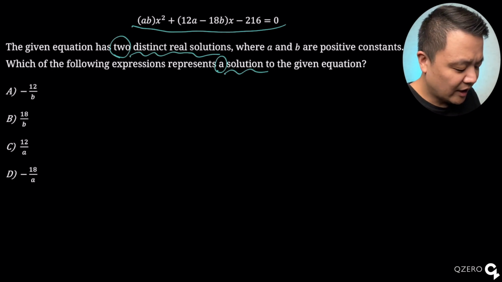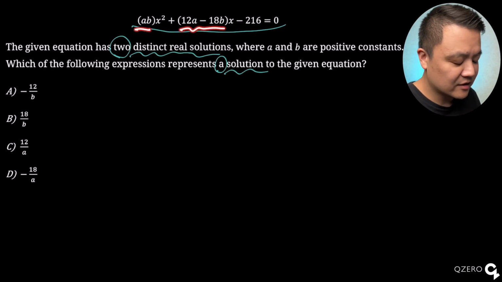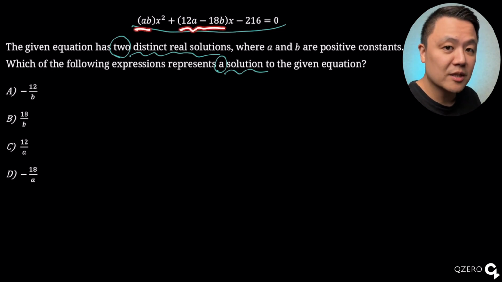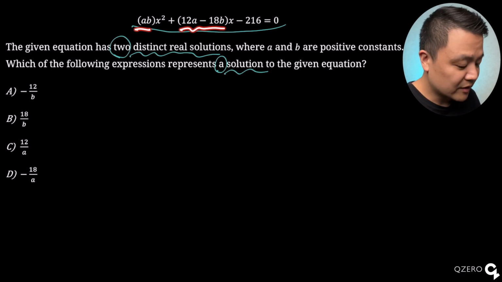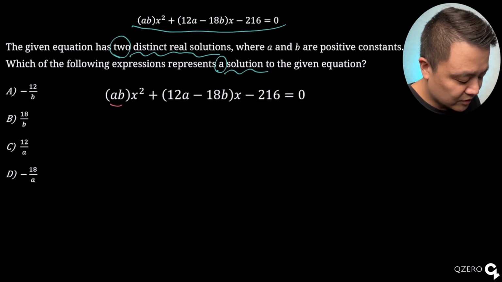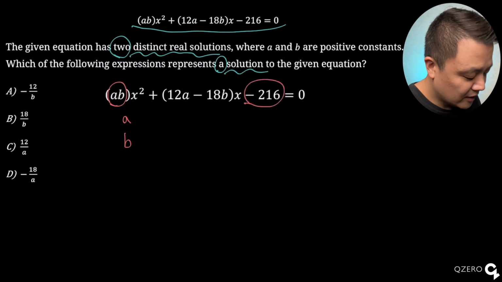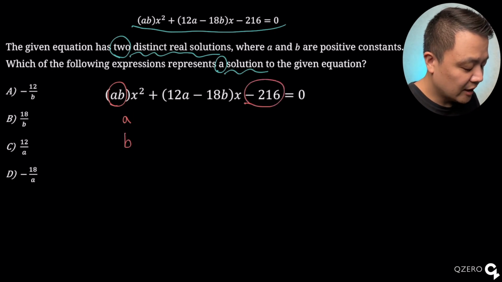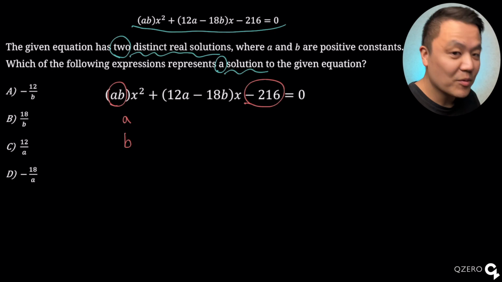But since we have a bunch of unknown constants here instead of actual numbers, using the quadratic formula might make everything very complicated. So why don't we give it a try with the factoring technique first? Quadratic coefficient AB can be factored out into A times B, and negative 216 here can be factored out in many different ways. We have a problem here.